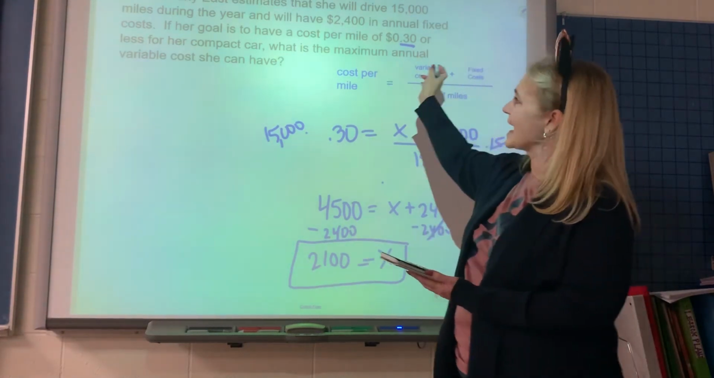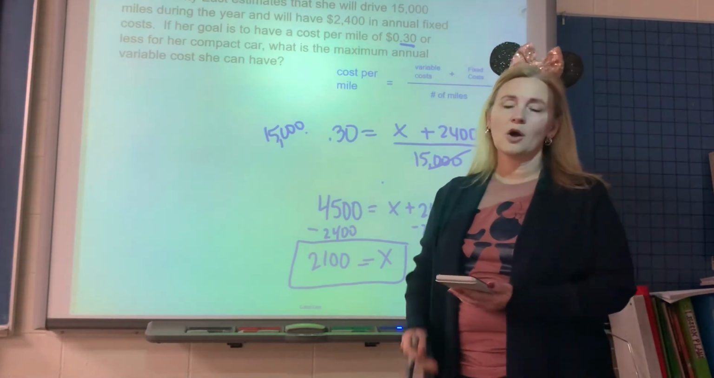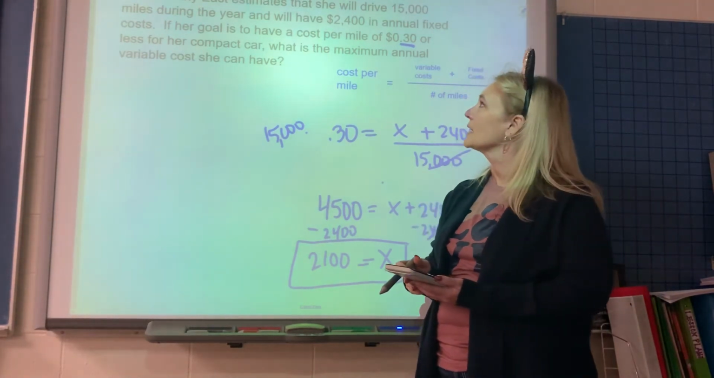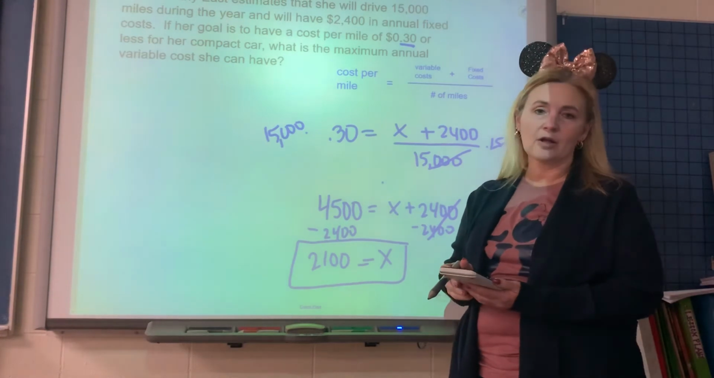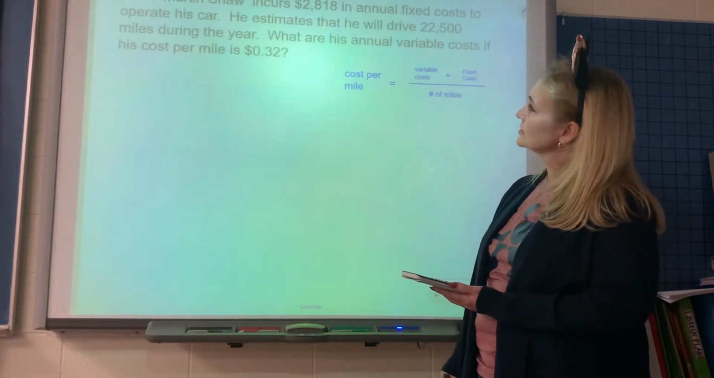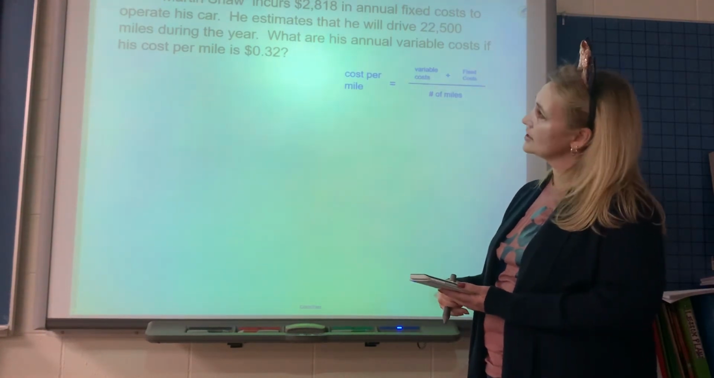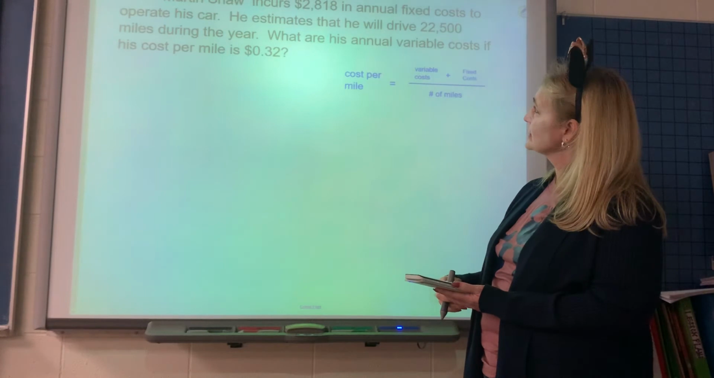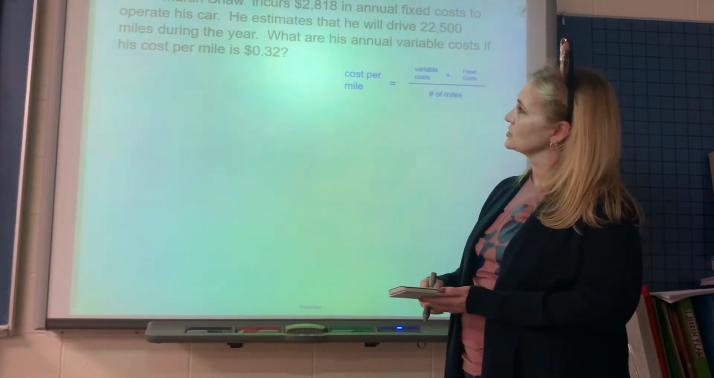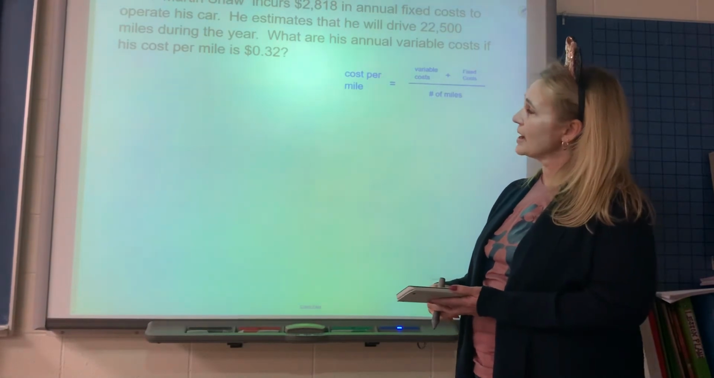It says what is the maximum annual variable cost she could have? At most, she can spend $2,100 on her variable costs and still stay at 30 cents a mile or less. So that is example 2. Let's try this one. Martin incurs $2,818 in annual fixed costs to operate his car. He estimates that he will drive 22,500 miles during the year. What are his annual variable costs if his cost per mile is 32 cents?